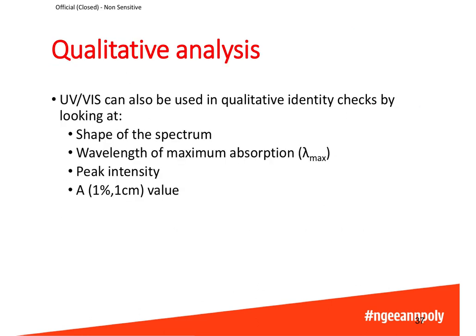Besides quantitative analysis, UV and visible spectrophotometry can also be used in qualitative analysis to perform identity checks. To check the identity of a compound, we can look at the shape of the UV and visible spectrum, the wavelength of maximum absorbance, the peak intensities, as well as the specific absorbance value.